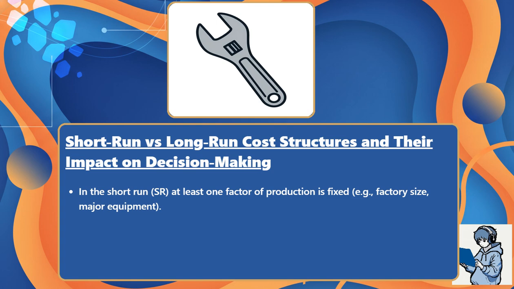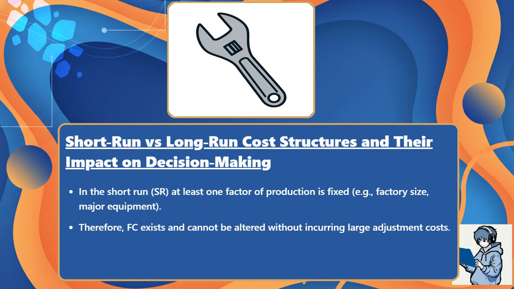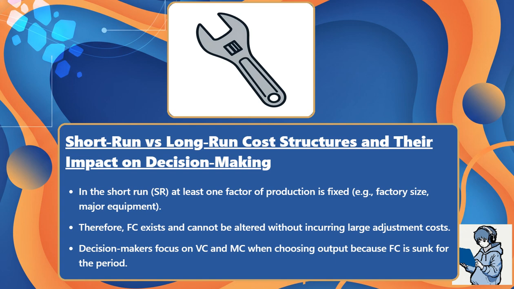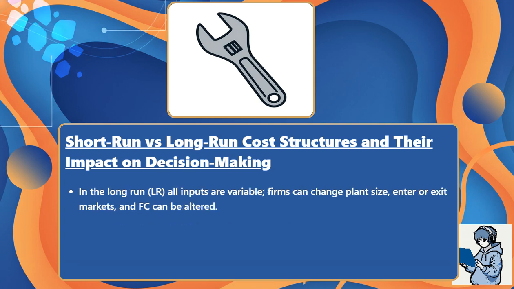In the short run, at least one factor of production is fixed, for example, factory size or major equipment. Therefore, fixed cost exists and cannot be altered without incurring large adjustment costs. Decision makers focus on variable cost and marginal cost when choosing output because fixed cost is sunk for the period. In the long run, all inputs are variable.